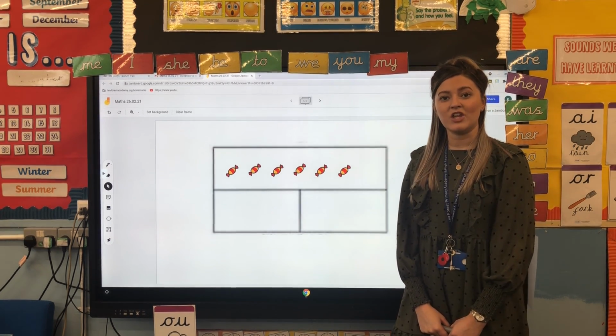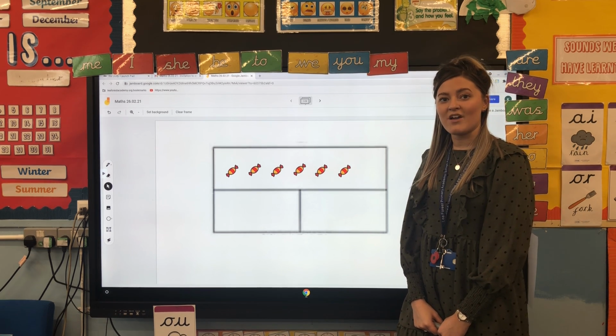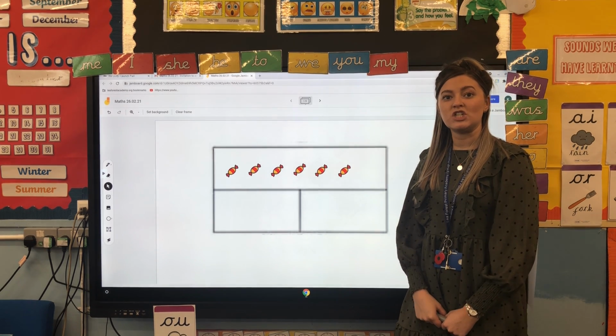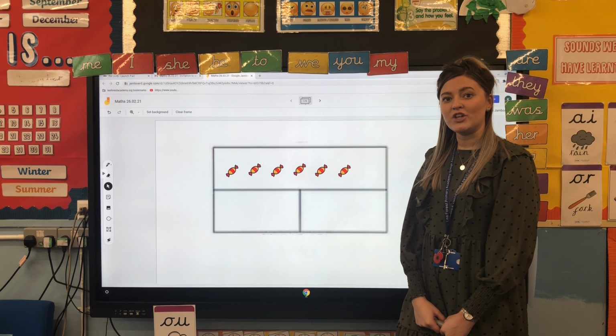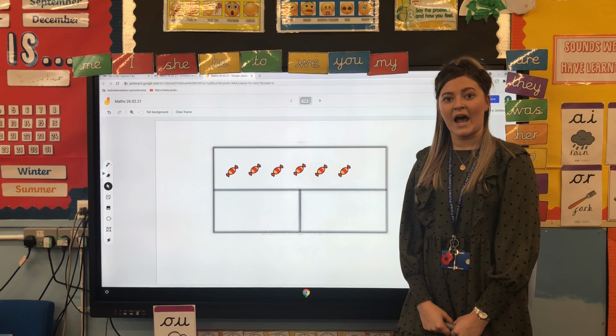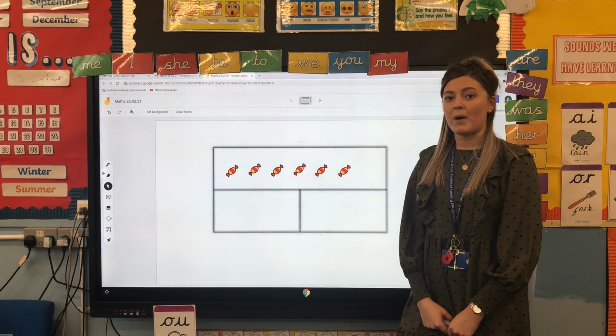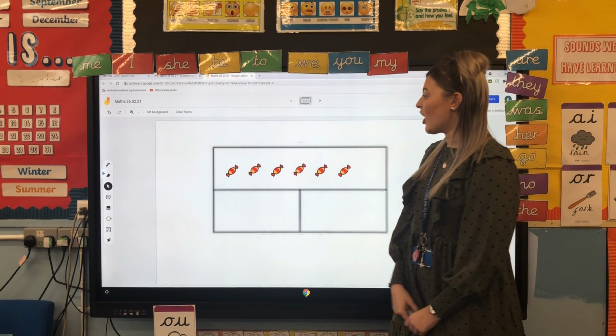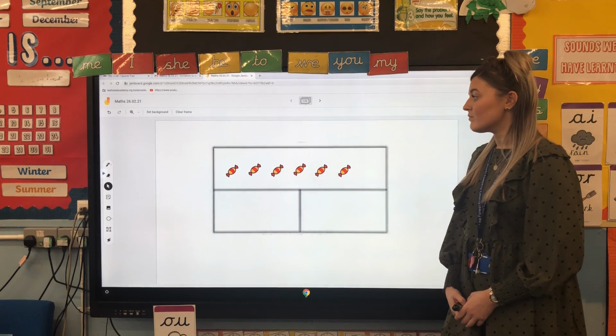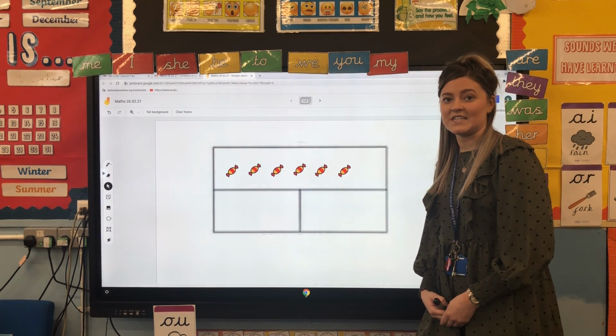This week in maths we have been finding half of a quantity. Yesterday you had a go at sharing some objects into two equal groups, and you were using the Part-Whole model to help you do this. On the board you can see a Part-Whole bar model, and I'm just going to show you the activity that you did yesterday.